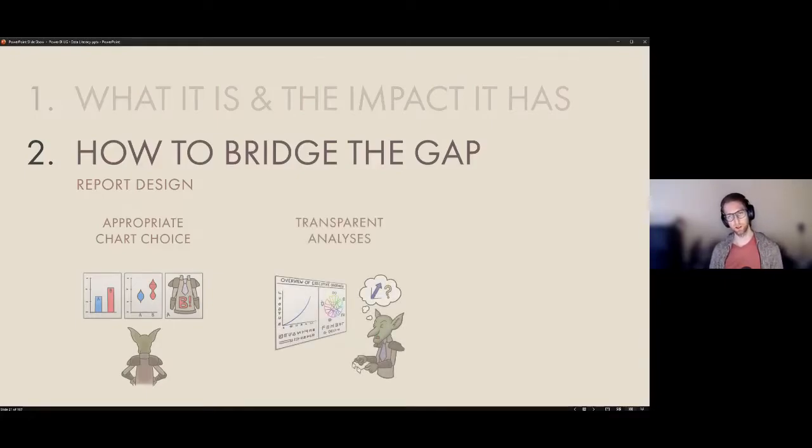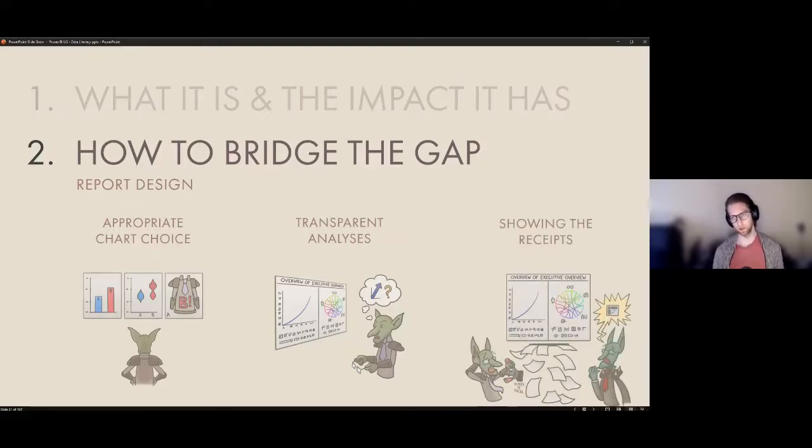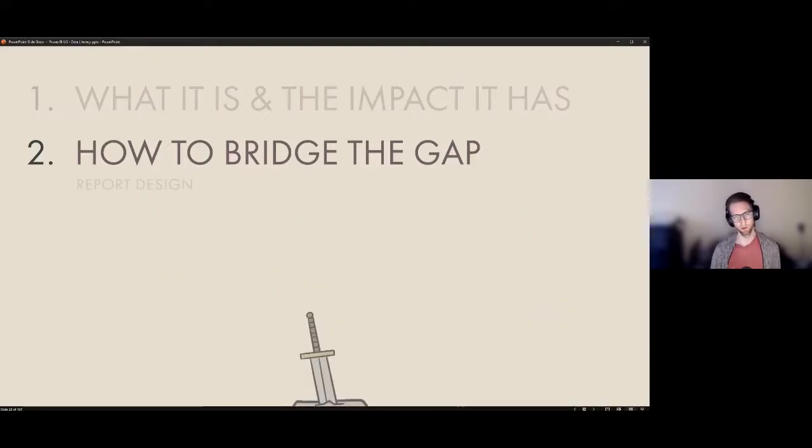It's important that these charts have transparent analyses behind them. That means being clear about how KPIs are calculated, what data is used, but really showing the receipts of that, allowing the users to dive into the data points that are behind the aggregate charts that we're showing them. This will build trust in the data that we're using, but it also helps people really understand how that data is rolled up to the visualizations that we're showing.